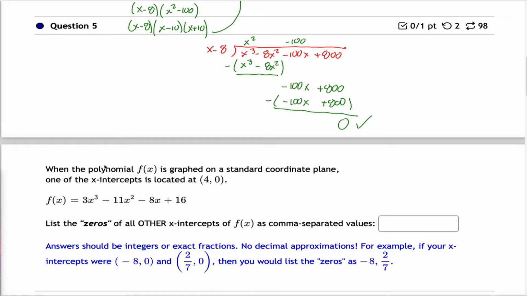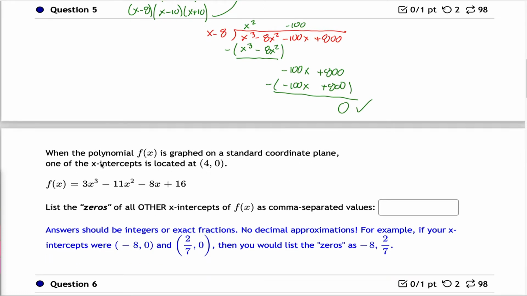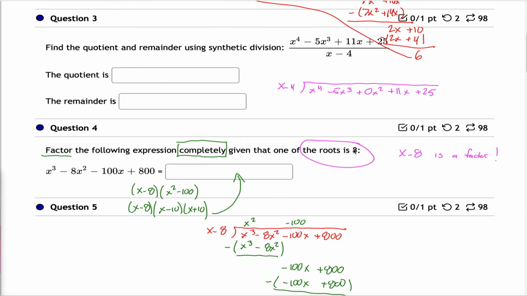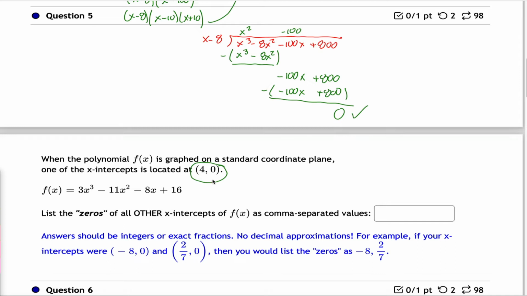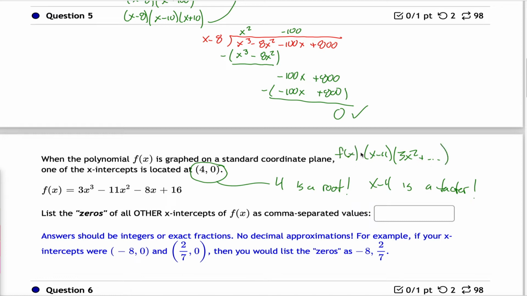Right here, it says when this polynomial is graphed on a standard coordinate plane, one of the x-intercepts is located at 4, 0. That's giving you this exact same information, right? X-intercepts are roots. 4 is a root. That's really important because what that means is x minus 4 is a factor. If x minus 4 is a factor, I can do polynomial long division, divide this thing by x minus 4. And what that will leave me with is x minus 4 times something. I don't know what it'll end up being, right? Some number, some polynomial here is f of x.